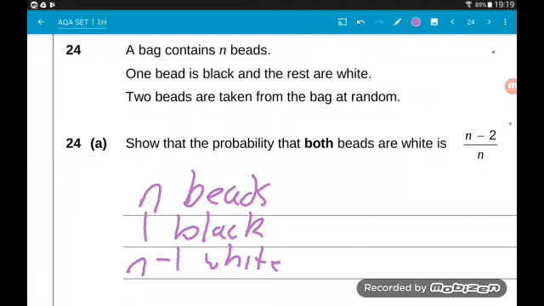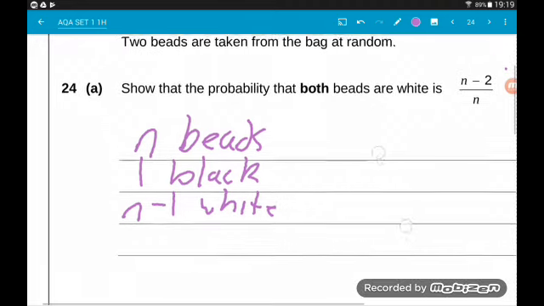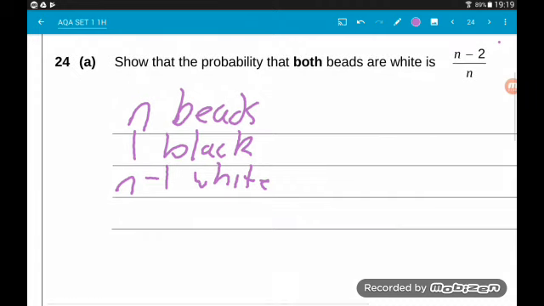So we're told that 2 beads are picked out of the bag at random without replacement. We want to show that the probability both beads are white is n minus 2 over n. So what's the probability then, first of all, of picking out a white bead? Well, first of all, let's change colour. The probability of picking a white bead out first, well, there are n minus 1 white beads out of n beads in total.